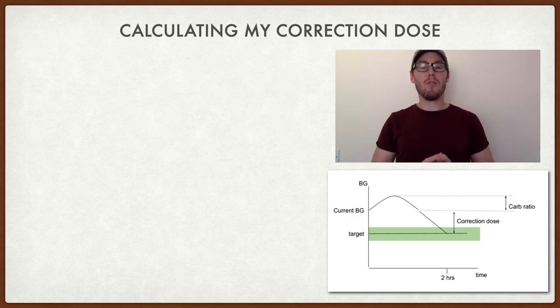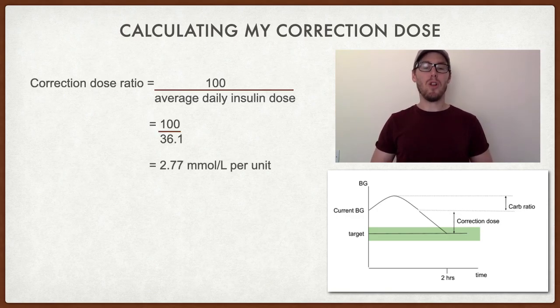You can work out your correction dose by simply doing 100 divided by your average daily insulin dose. So for me, that is 100 divided by 36.1, and that is equal to 2.77 millimoles per litre per unit. So basically, each unit of insulin I take will reduce my blood glucose by 2.77 millimoles per litre. Once you've got that information, you need to be able to work out how much insulin to take to bring your glucose back down to 7.